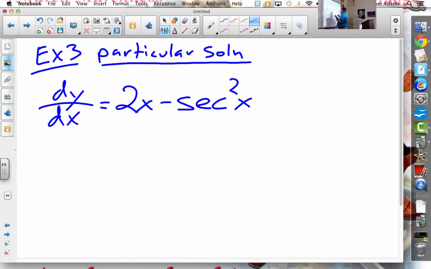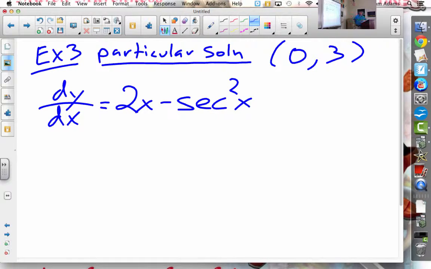Okay. Now, particular means that they usually give you a point because we're going to find C. Particular means that we're going to find C. And so they do give us a point. They say that this particular solution crosses through the path 0, 3.